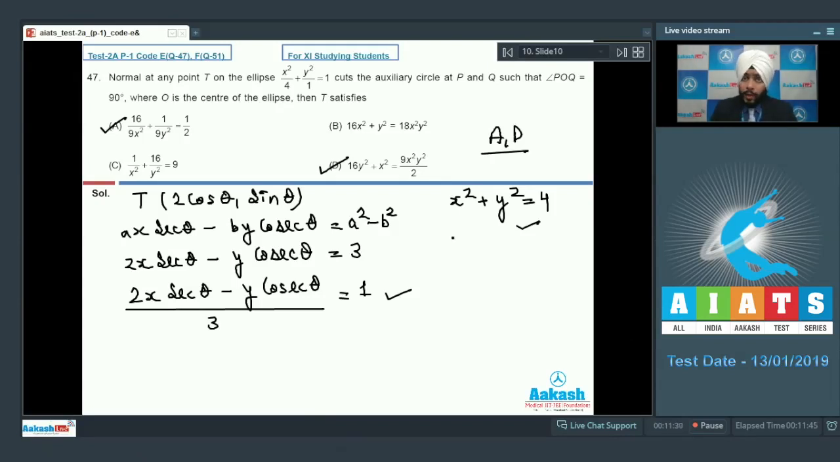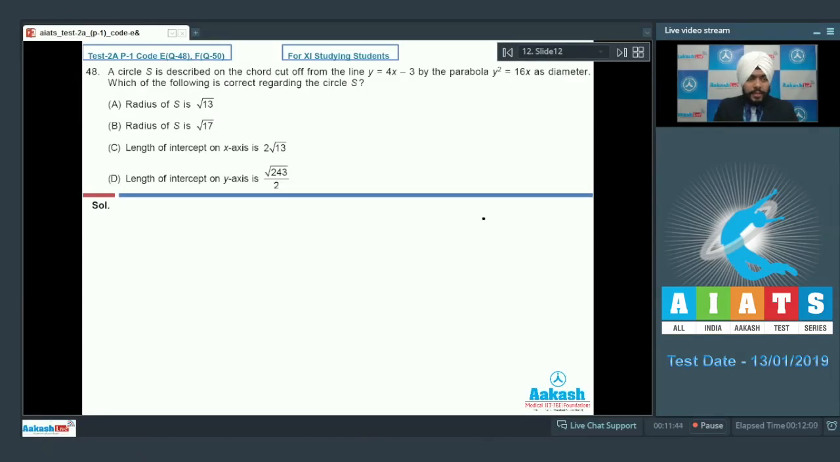Okay, let us move on to 48. Question number 48 says that a circle S is described on the chord cut off from the line y equals 4x minus 3 on the parabola y square equals 4x as diameter. Which of the following is correct regarding the circle S?